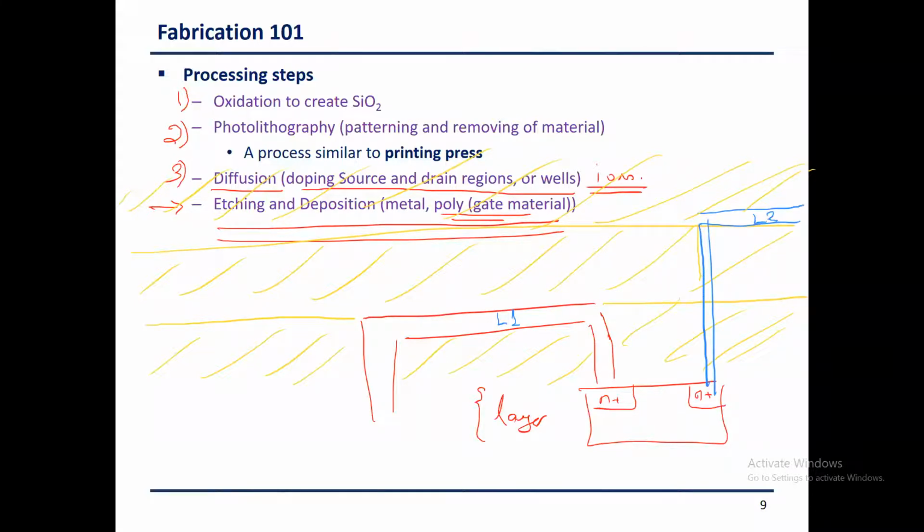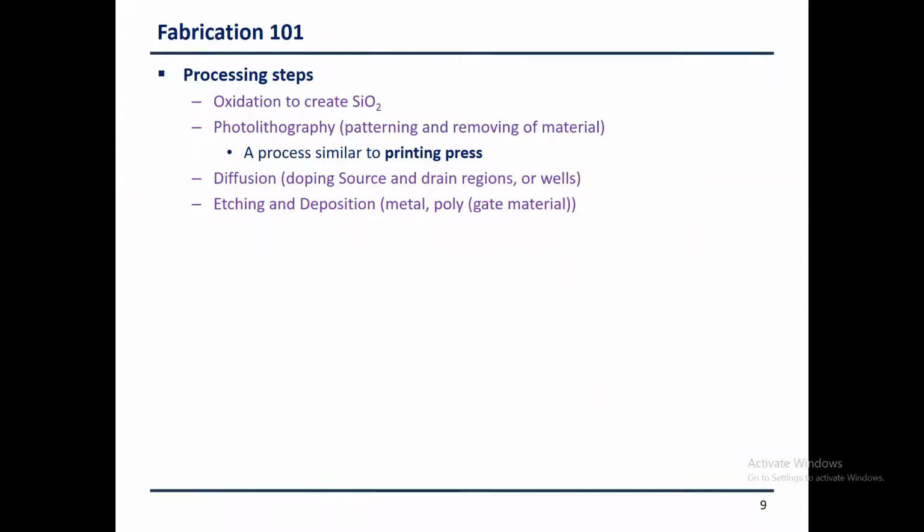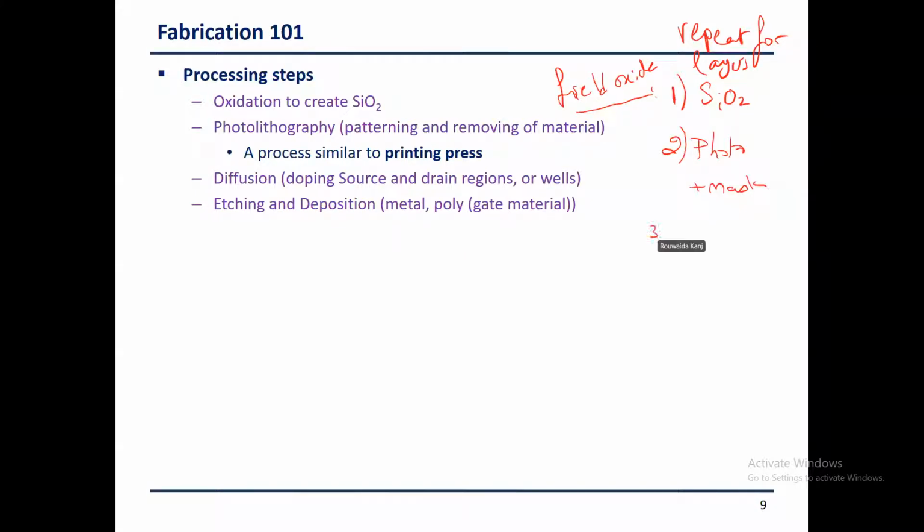This is why, for every layer, I am going to repeat for the different layers. I'm going to put silicon dioxide, which we will refer to from now on as field oxide. This is important later when we study the capacitance. We will talk about field oxide. Then after this, we will put the photoresist plus the mask, okay? And then after this, we will apply the processing.